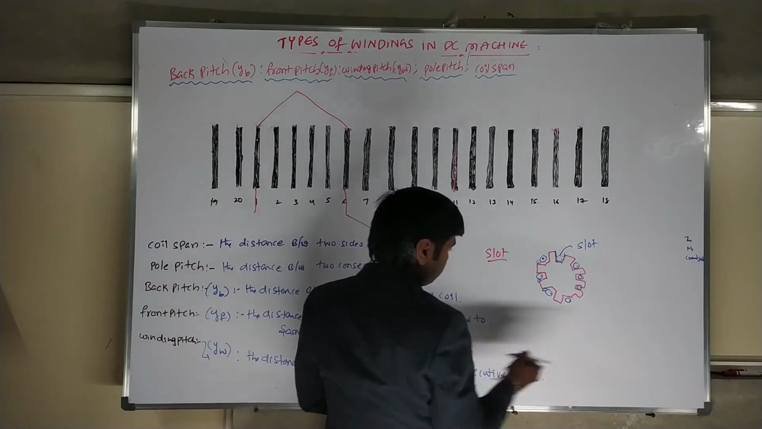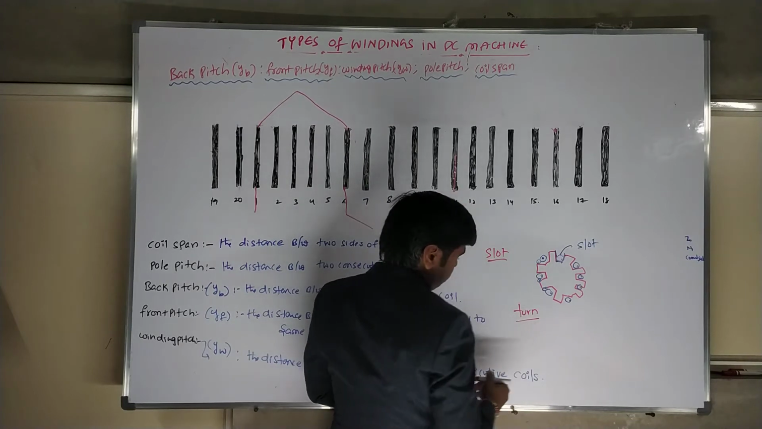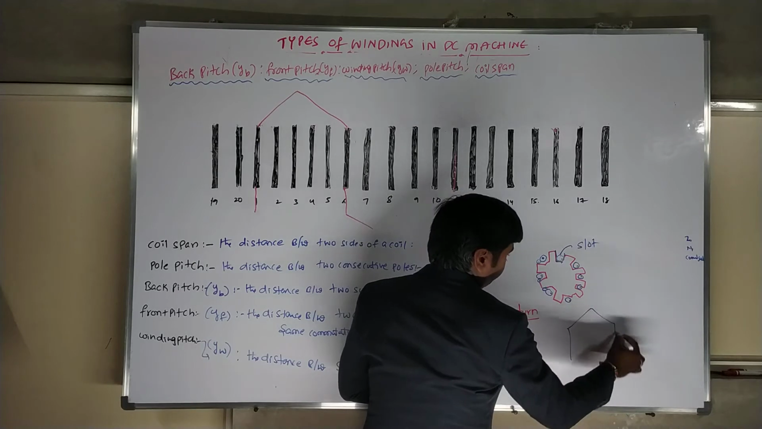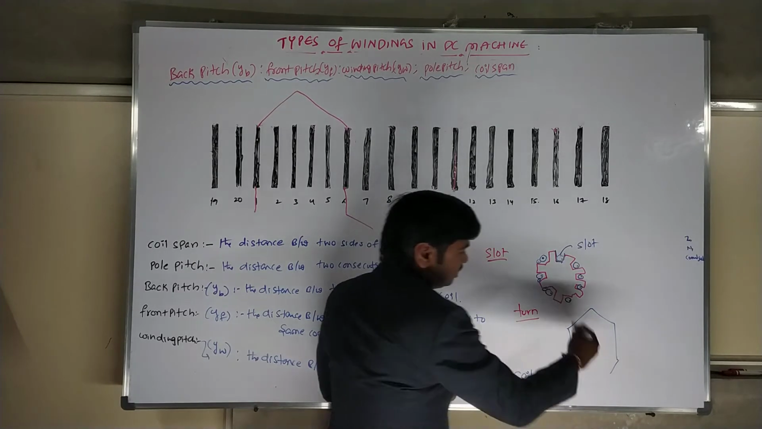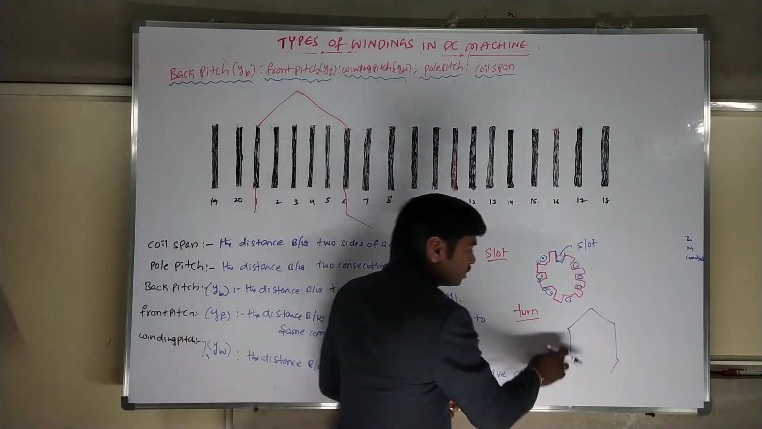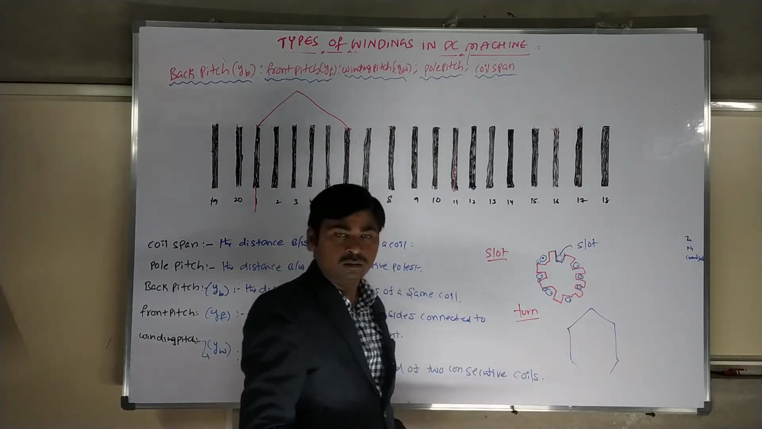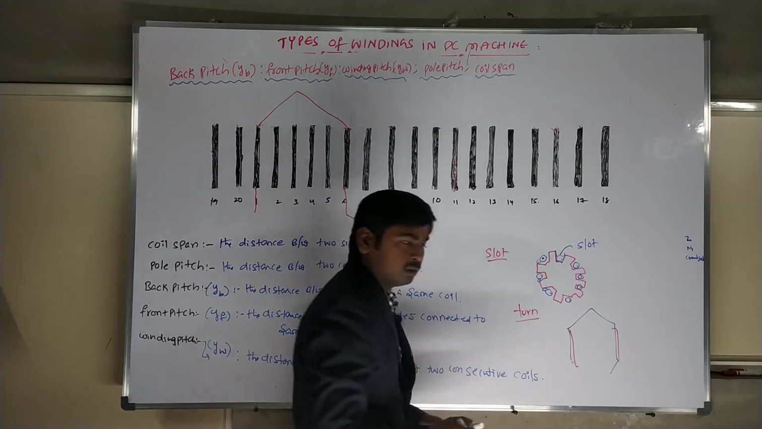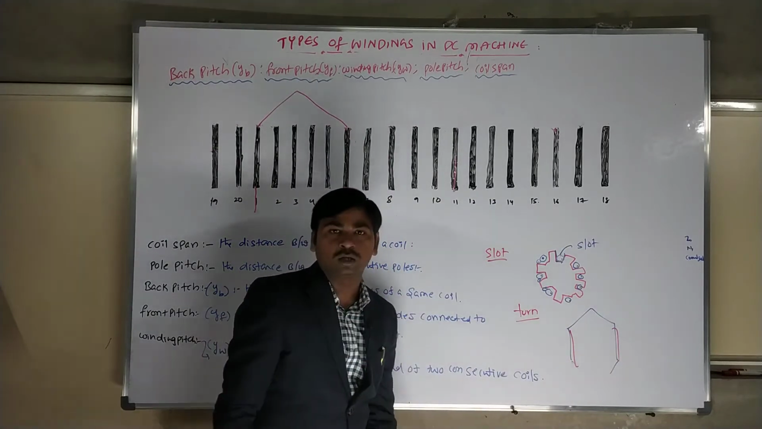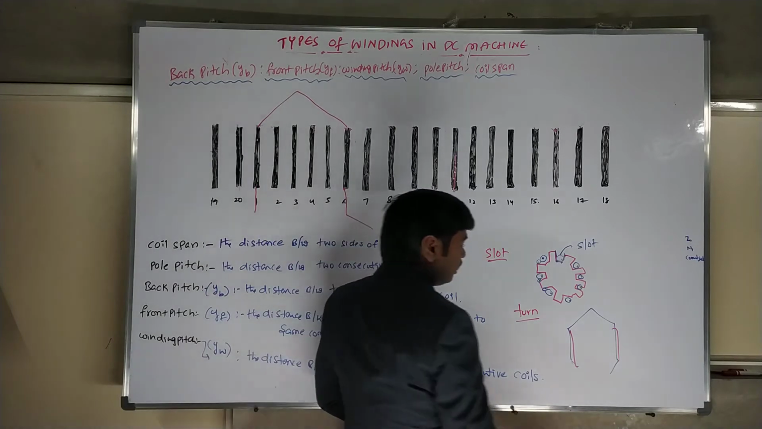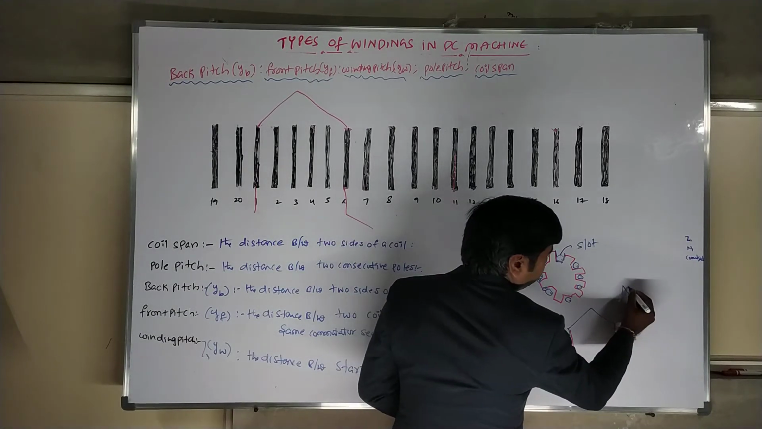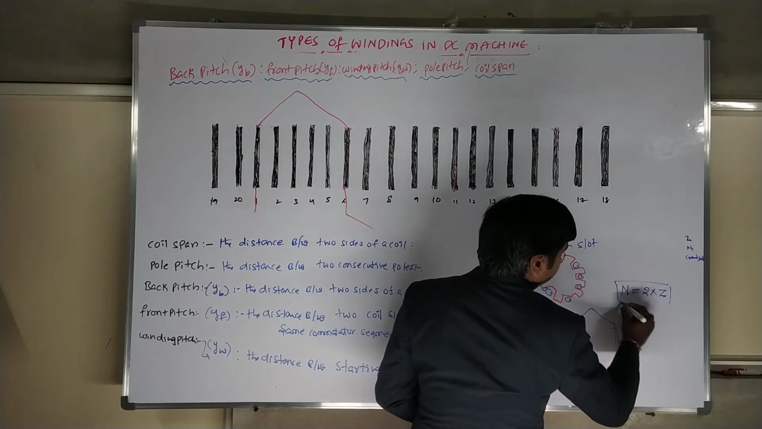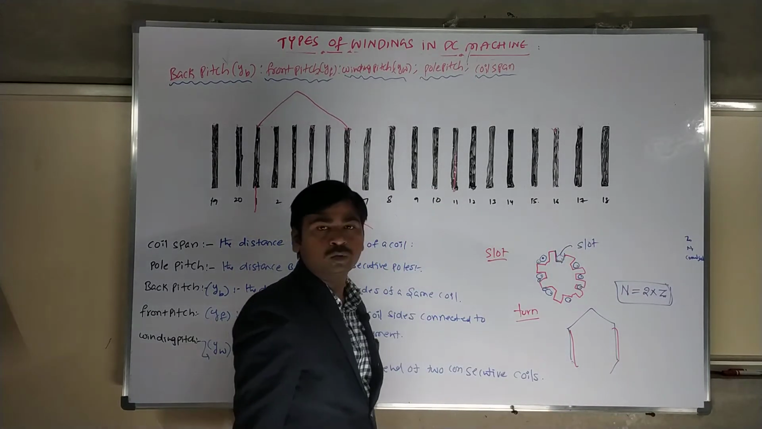Turn is nothing but what? The complete setup, like this. This is nothing but a turn. This is one conductor, this is another conductor. One turn possesses two conductors in total. Complete one turn. Roughly I am telling. So if you want to write down that relation, the number of turns is equal to 2 times the number of conductors. Generally conductors are represented by Z. N is equal to 2Z, you can say.